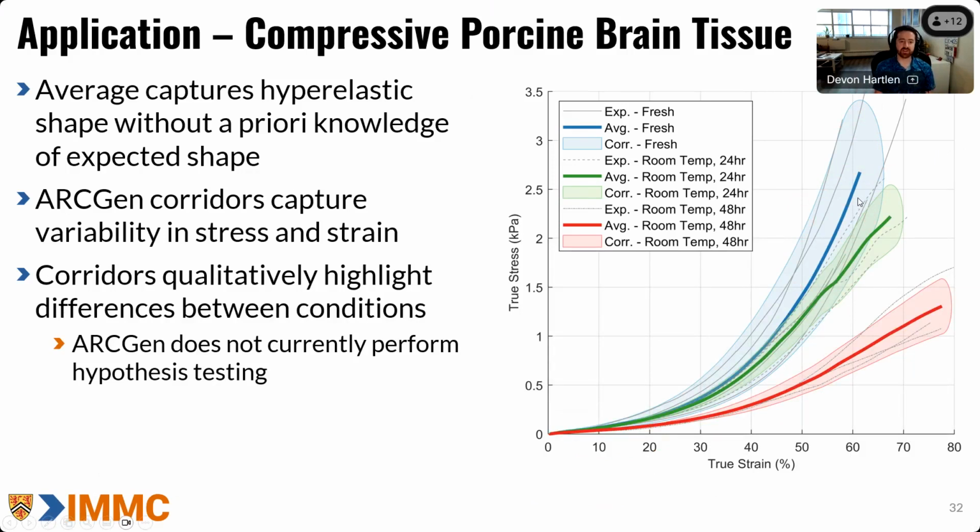These corridors are also useful for qualitatively highlighting differences between conditions. We can see that perhaps there isn't a huge difference between tissues tested fresh and at 24 hours, but there's definitely a big difference between tissues tested fresh and after 48 hours. But it's important to note that this is not a strict statistical test. It's only a qualitative assessment, although I want to discuss some new tools that we're working on later in the presentation that help solve some of these problems.